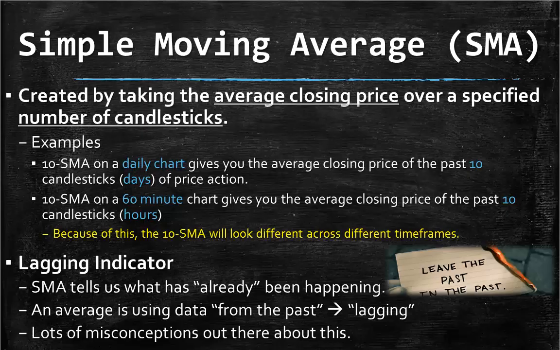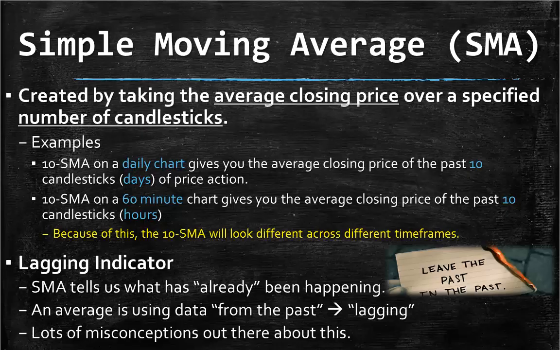They are a lagging indicator, so simple moving averages tell us what has already been happening. An average is using data from the past. An average of anything. Let's think of baseball batting average. That is telling us how the person has performed in the past. That's all it is. It is lagging. And there are lots of misconceptions out there about this. A lot of people think that because moving averages cross, that all of a sudden means that something's going to explode in price. Well, it doesn't quite work like that because, again, that's all lagging information.